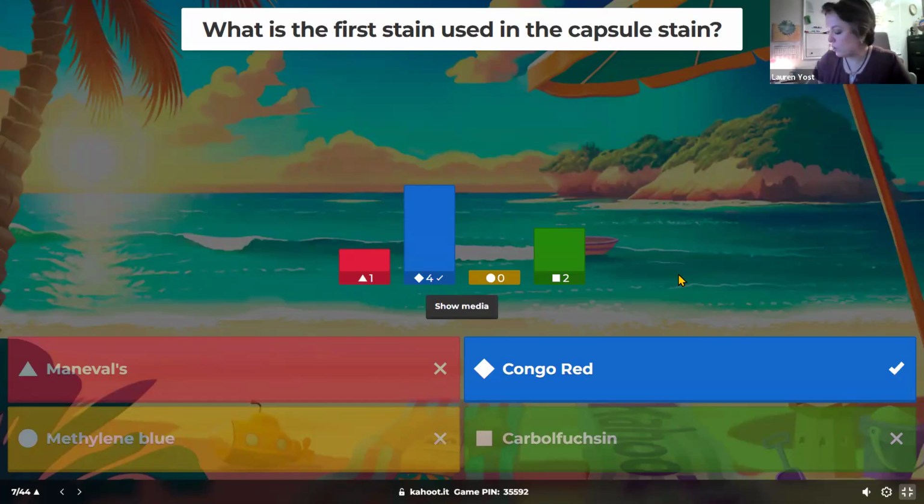All right. So gram stain, positive purple, negative red. That's all I'm going to write down for now. Acid fast stain was our second one.